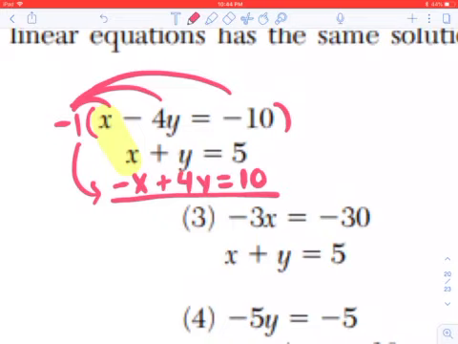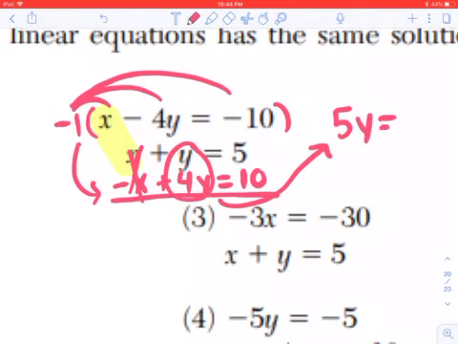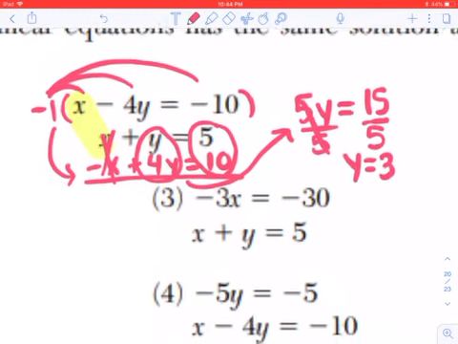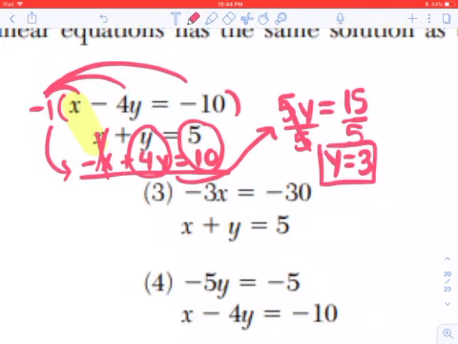So then my x's eliminate, and I'm left with y plus 4y, which is 5y. I'm just going to write this up here. And then it's 5 and 10, which is 15. Divide by 5. So y equals 3. So I know the y value is 3.